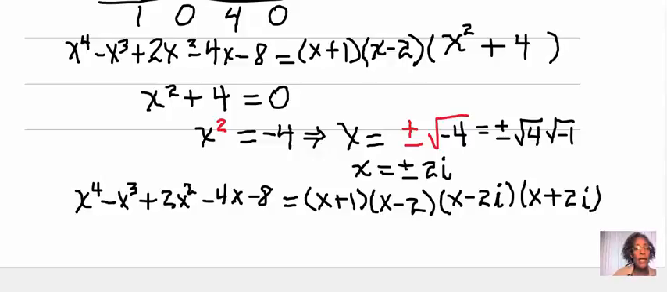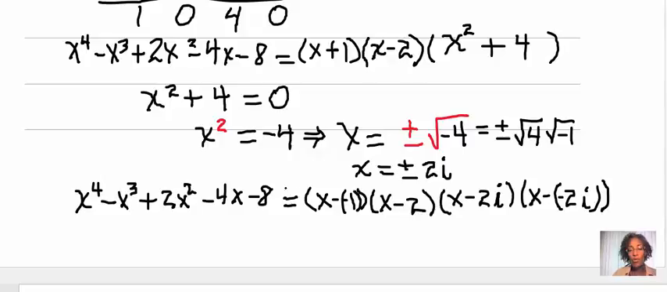And actually, this is typically how, if we were going to write the factored form, this is how we would write it. But I want to show you how our theorem applies here. So let's go in and let's write all of these as subtractions.